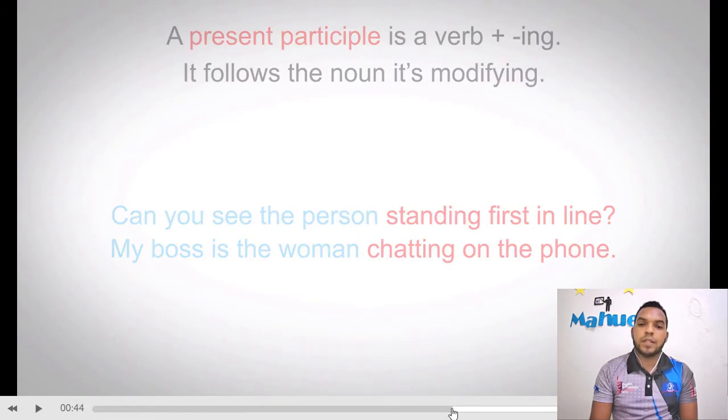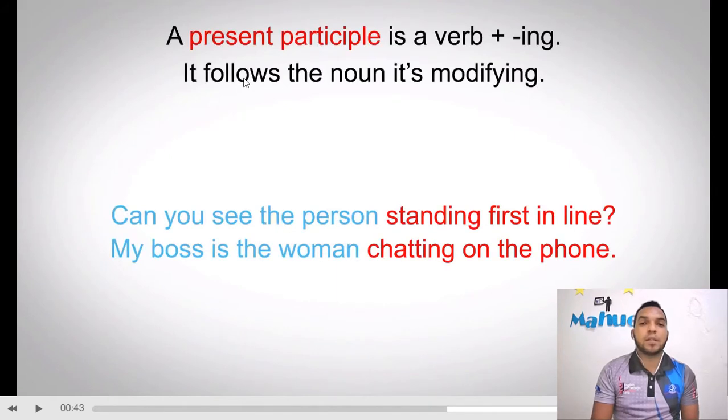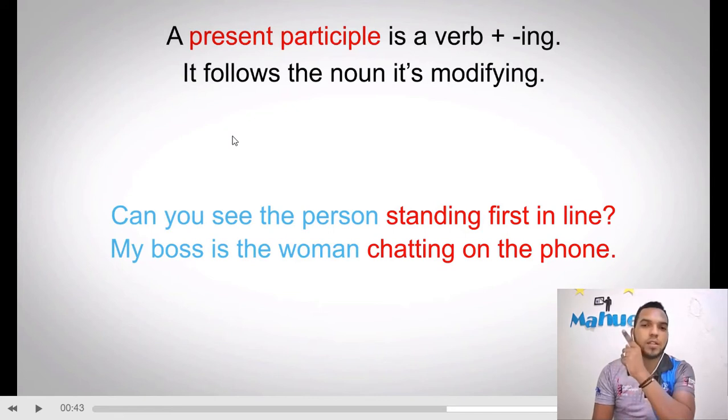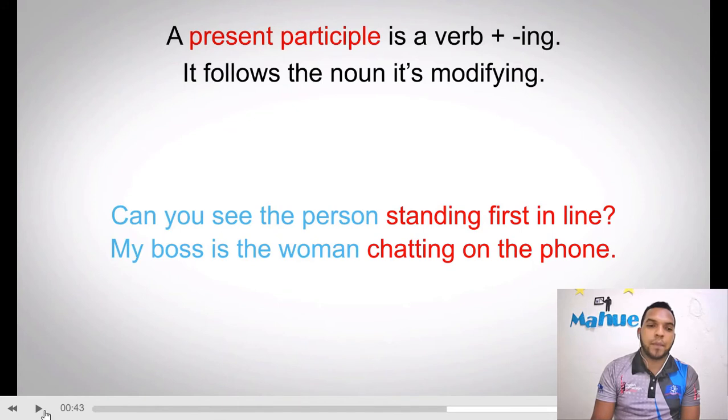All right. So this part here, like they say, the present participle is a verb plus ing, like you can see here, standing, chatting. So these follow the noun that they are modifying. For example, my boss is the woman chatting on the phone. So you are going to see who is the woman chatting on the cell phone. Okay, it's her. So that is what it helps you to identify. Or, can you see the person standing first in line?